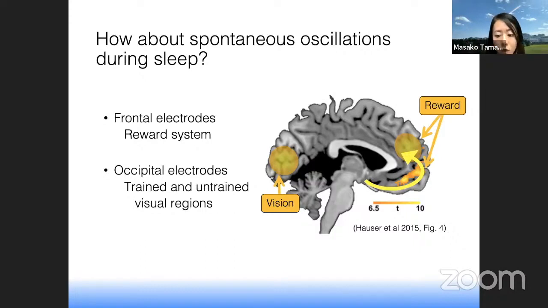And for the visual processing, we selected the trained and untrained sides of the occipital electrodes. The trained side was the contralateral side to the target presentation of TDT, and the untrained side was the ipsilateral side to the target presentation of TDT. Then we conducted a frequency analysis to obtain the power of brain oscillations specific to sleep and learning.